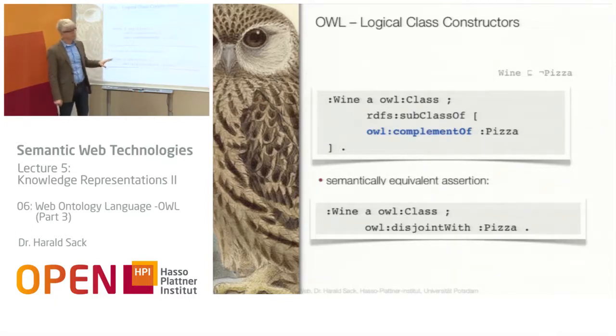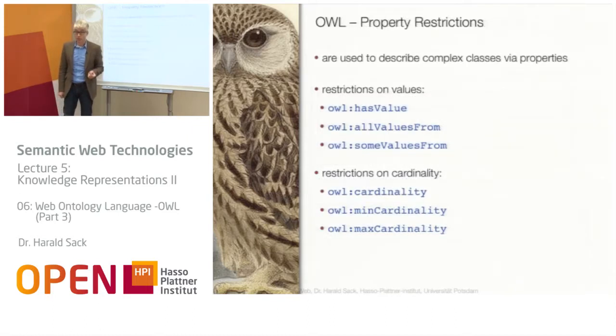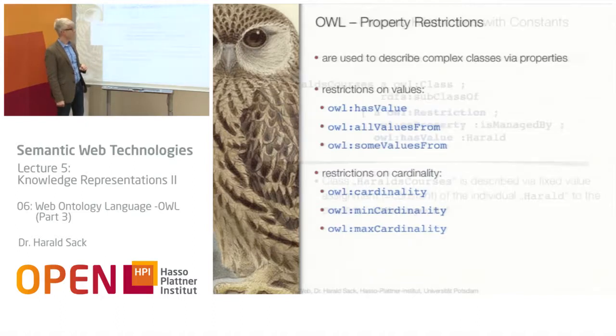Okay, so much for the class constructors. Let's take a look at properties and property restrictions. Property restrictions can come in two different sorts. On the one hand, we have, for example, the way to define existential and universal quantifiers on properties or roles. Or we can also say that a property must have a specific value, here with a has value property. And on the other hand, we can also make restrictions on the cardinality of properties, and this you can do with the OWL cardinality, or you can put upper and lower limits to a cardinality with OWL min cardinality and OWL max cardinality. You learn these things best when we take a look at examples.